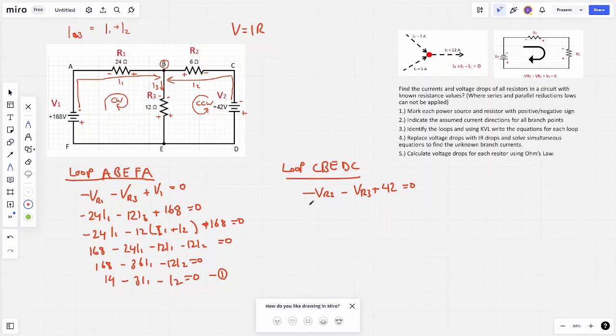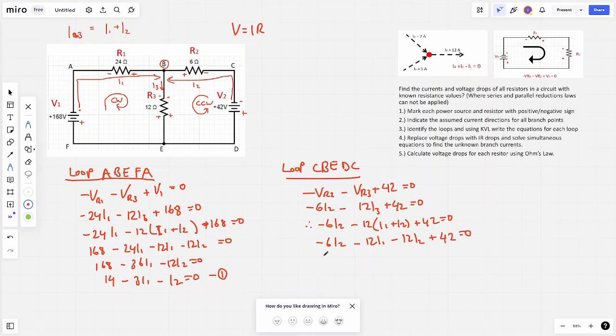So therefore, replacing V with IR, we can say that negative I, which is I2 of R, as we've assumed here, and we've got 6 ohms, so minus 6 I2 minus 12 I3 plus 42 is equal to 0. So therefore, we've got minus 6 I2 minus 12 (I1 plus I2) plus 42 is equal to 0. If we simplify that, expand that through, minus 6 I2 minus 12 I1 minus 12 I2 plus 42 is equal to 0.